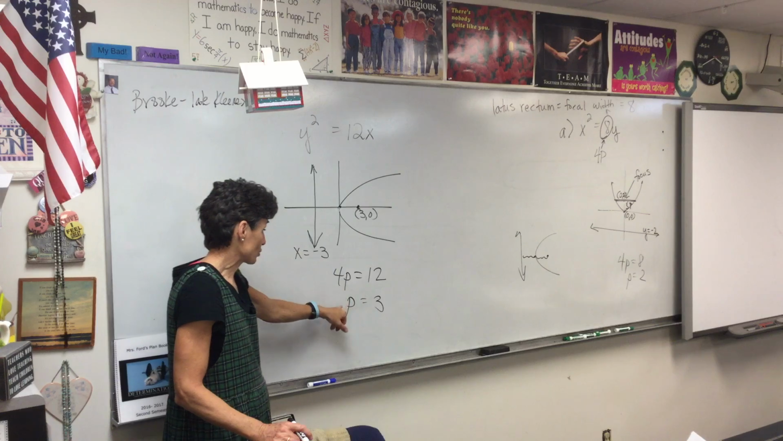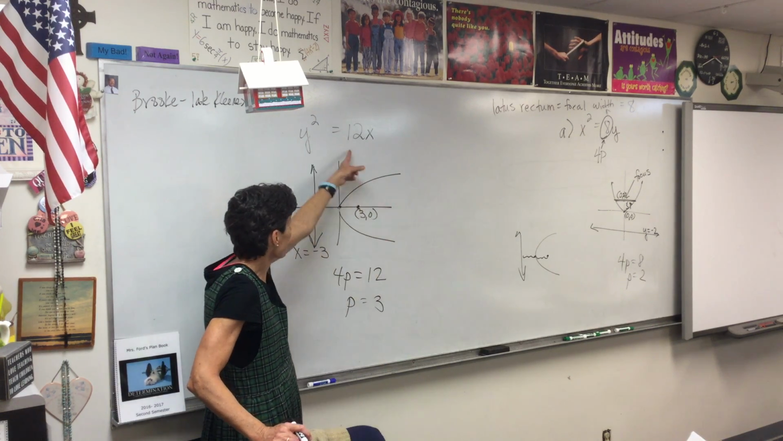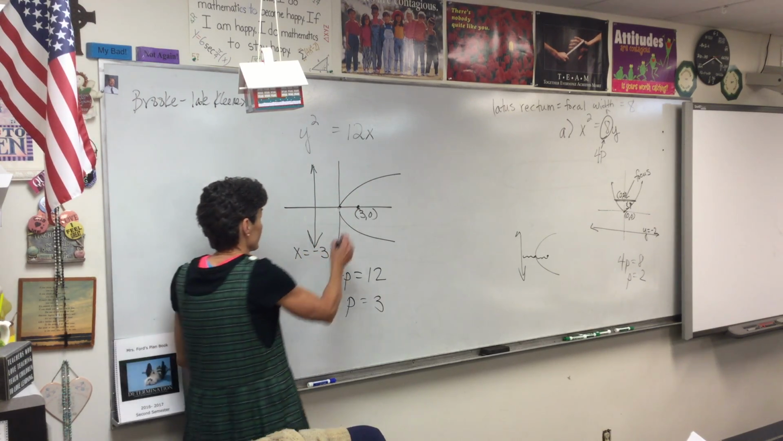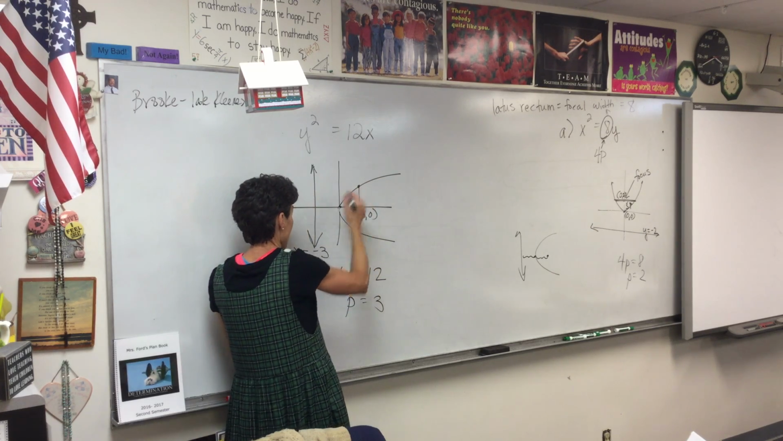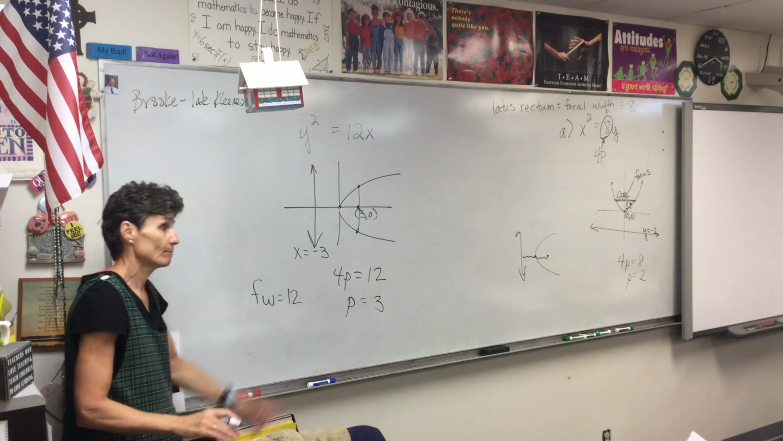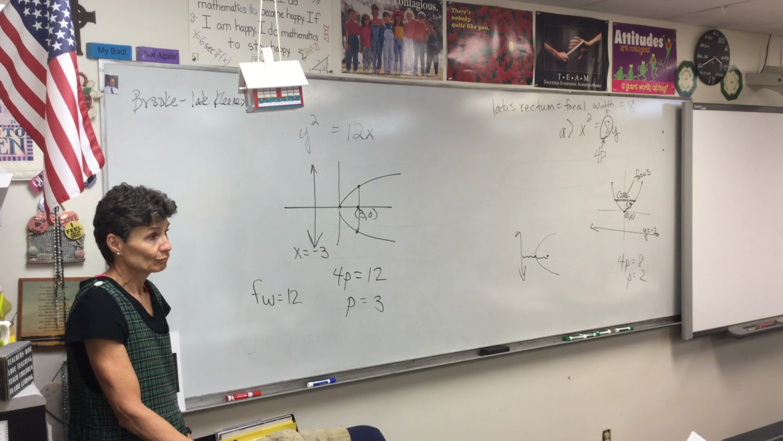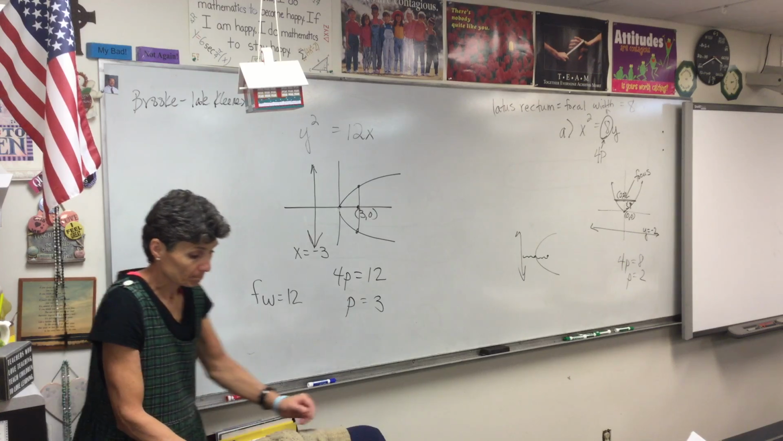Everybody understand why it's 3 in this problem and it was 2 in that problem? It depends on that number right there. Now, what's my focal width? My focal width would look like this. How long is that? That is 12. So this parabola is a little bit fatter than that one. Your focal width is whatever that number is.